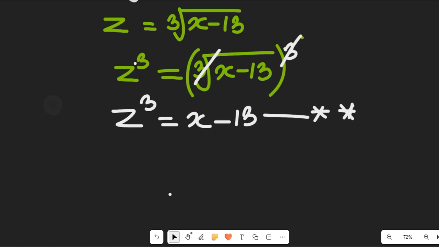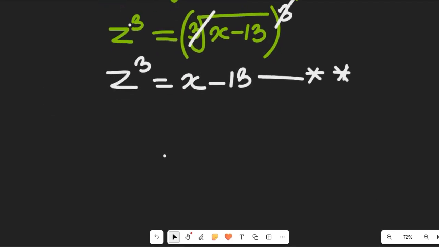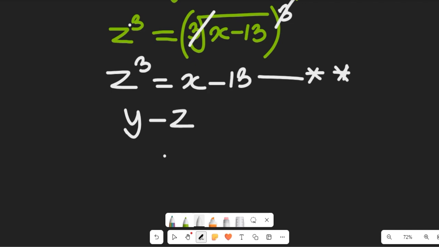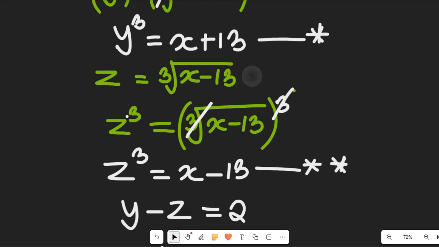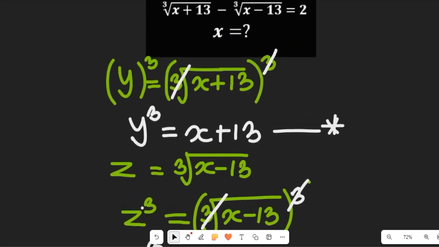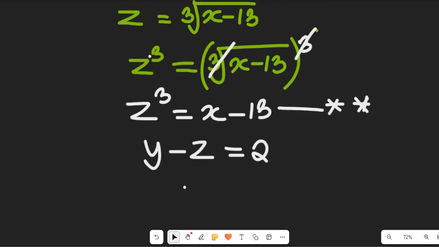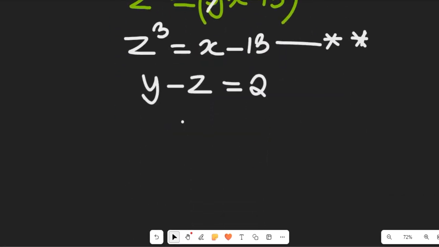So y minus z is going to give us that very expression, which is equal to 2. And how do we get that? The value of our z here is equal to this, and the value of our y is equal to the cube root of x plus 13. So both of them are going to give us 2.